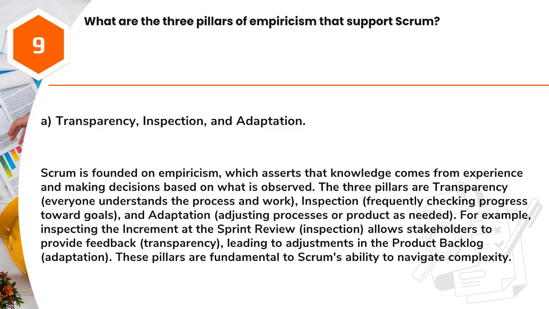For example, inspecting the increment at the sprint review, inspection, allows stakeholders to provide feedback; transparency, leading to adjustments in the product backlog; adaptation. These pillars are fundamental to Scrum's ability to navigate complexity.